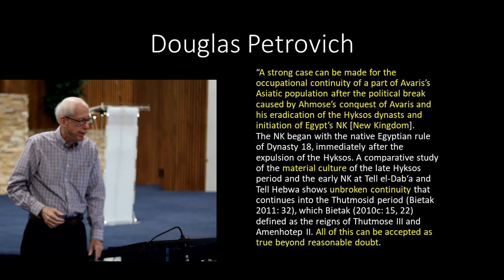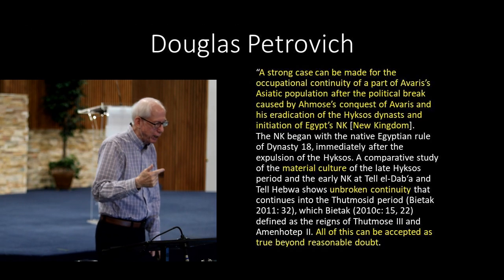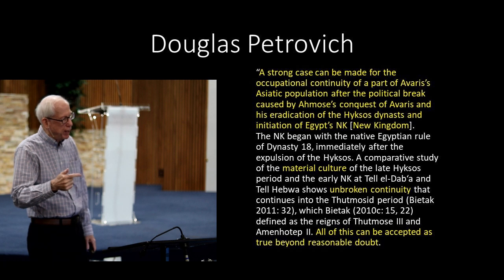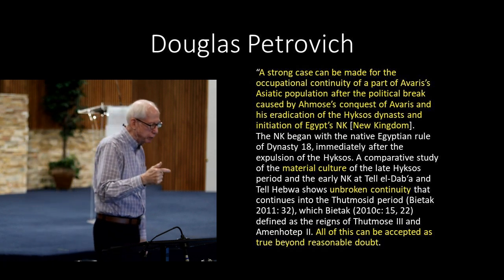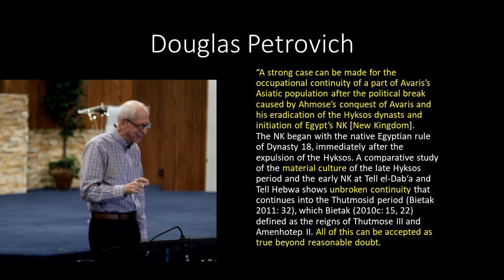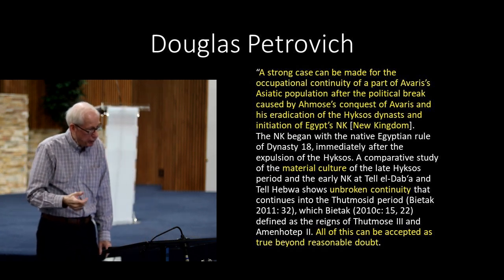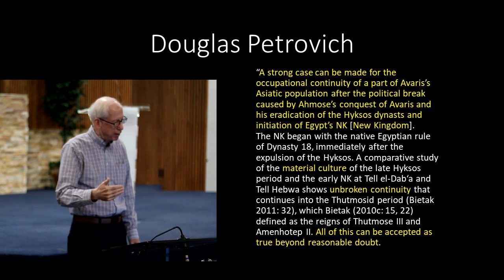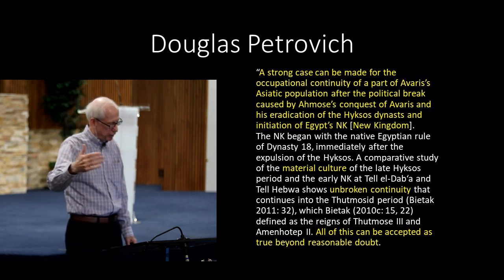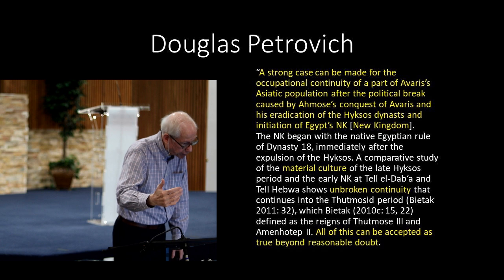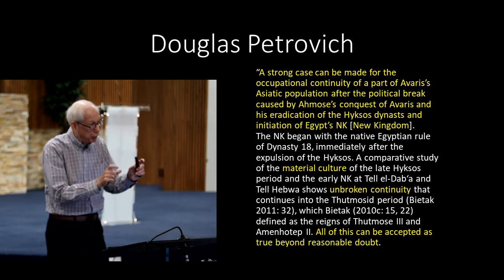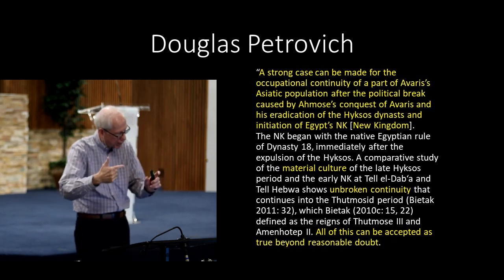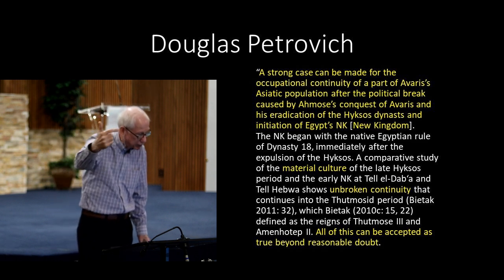Here's what Petrovich says. A strong case can be made for the occupational continuity of a part of Avaris' Asiatic population after the political break caused by Amos' conquest of Avaris and his eradication of the Hyksos dynasts and initiation of Egypt's New Kingdom. The New Kingdom began with the native Egyptian rule of Dynasty 18 immediately after the expulsion of the Hyksos. A comparative study of the material culture of the late Hyksos period and the early New Kingdom at Tel El-Daba and Tel Heboua shows unbroken continuity that continues into the Thutmose period, which Bietak defined as the reigns of Thutmose III and Amenhotep II.